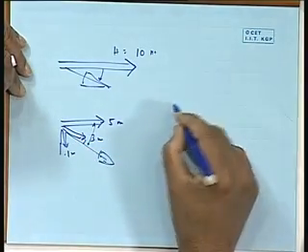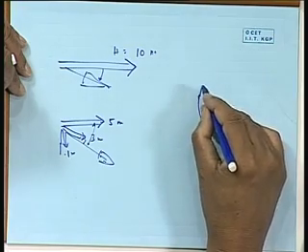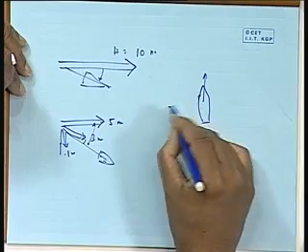Simple case. Supposing there is a ship moving in a beam wave, let us see. Suppose the ship was moving in this direction and all the waves were coming this side.